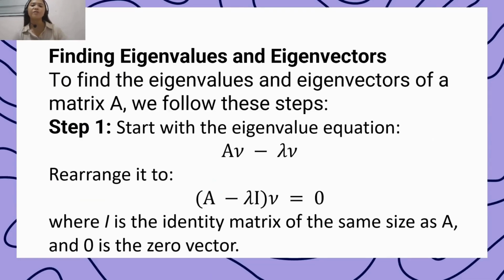So how can we find eigenvalues and eigenvectors? To find the eigenvalues and eigenvectors of a matrix A, we follow these steps. Step 1. Start with the eigenvalue equation, A times v equals lambda times v, and we will rearrange it to (A minus lambda times I) times v equals 0, where I is the identity matrix of the same size as A and 0 is our zero vector.